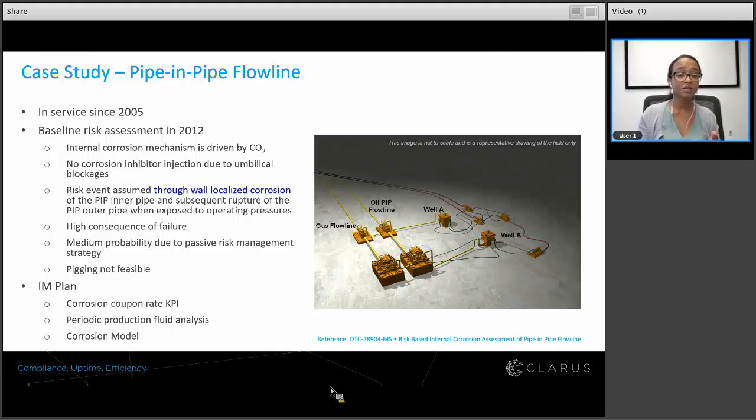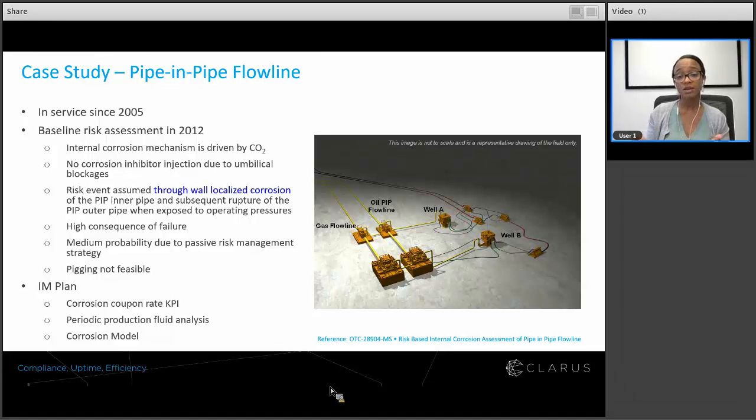The other key item is that we did the risk assessment a little bit later, midlife of this field, and as we started implementing the IM program, there was no corrosion inhibitor injection due to several umbilical blockages that were limiting the capacity of the umbilical. The risk event, again, was through-wall corrosion, with a very high consequence of failure, not only because it's a pipeline, but also because it's the only pipeline for that tieback. And with a medium probability, because of a passive risk management strategy, we were monitoring rates of the corrosion coupons, we were monitoring produced fluid, but not actively mitigating with CI and not conducting inspections.